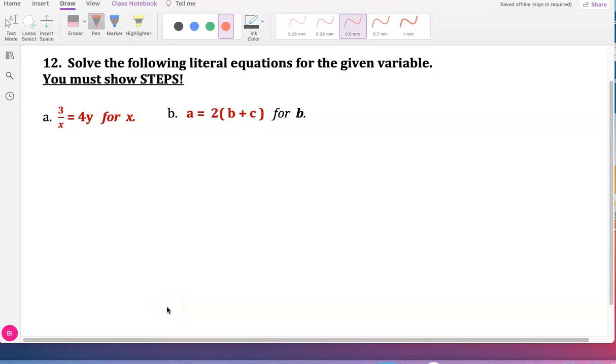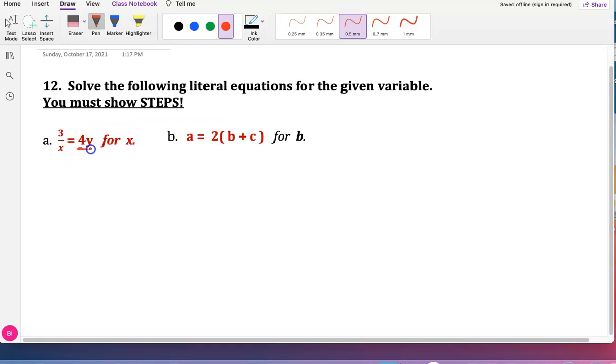Solve the following literal equations for a given variable, and you must show the steps. All right, let us try. So the first one, you have 3 divided by x, that is 3 over x is equal to 4y. And you have to solve this for x. Solving it for x means that x has to be isolated, and preferably you should have it on the left hand side. Okay, let us try to do that.